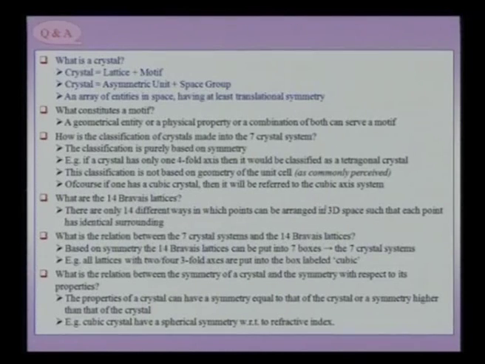What are the 14 Bravais lattices? There are only 14 different ways in which points can be arranged in 3D space such that each point has an identical surrounding. What is the relationship between the 7 crystal systems and the 14 Bravais lattices? Based on symmetry, the 14 Bravais lattices can be put into 7 boxes, the 7 crystal systems. Example, all lattices with 2, 4, 3-fold axes are put into the box labeled cubic. What is the relationship between the symmetry of a crystal and the symmetry with respect to its properties?